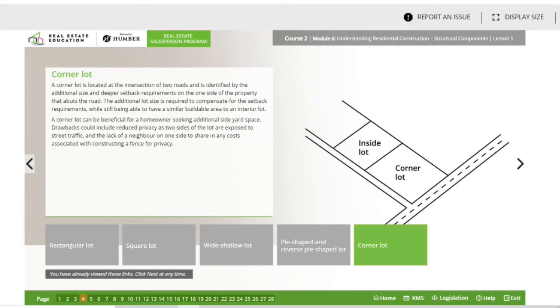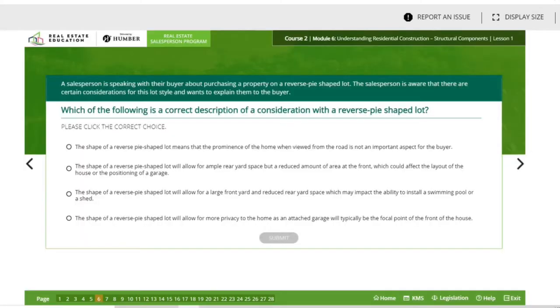A corner lot is located at the intersection of two roads, and it is identified by additional size and deeper setback requirements on the one side of the property that abuts the road. The additional lot size is required to compensate for the setback requirements. This is a very beneficial lot for homeowners seeking additional side yard space. So this was important.